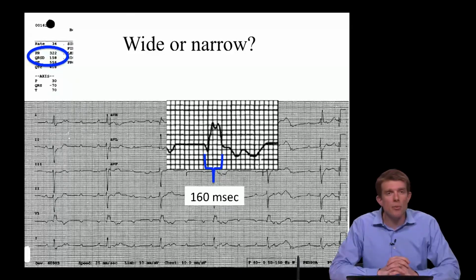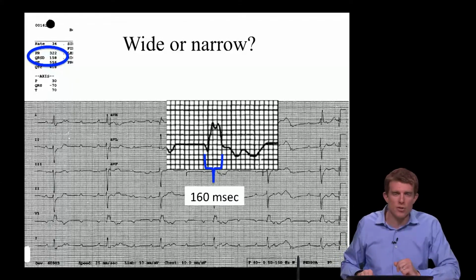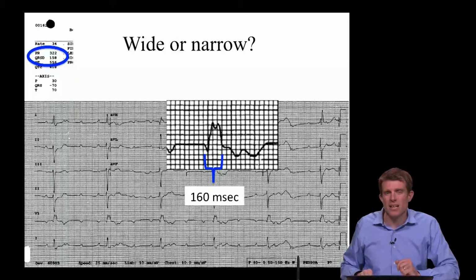And up in the upper left-hand corner of our ECG, you can see that the computer read the QRS duration as 158 milliseconds. So they're consistent. So this would be a wide QRS. Anything greater than 100 milliseconds, as we said before, is considered wide in an adult. Anything greater than about 80 milliseconds is wide in a child.